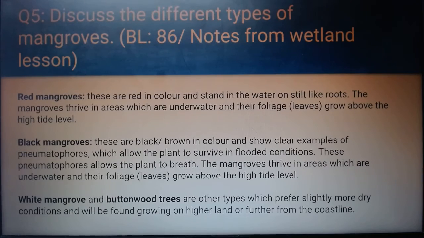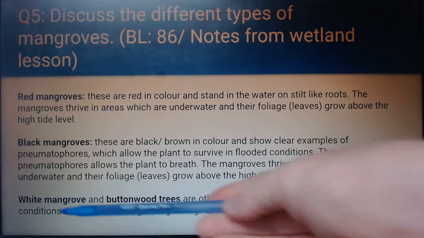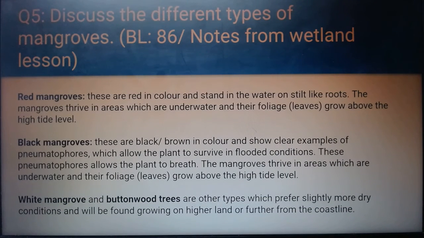Two to go. Discuss the different types of mangroves. Discuss is similar to explain. It wants a bit more information about each one. So I've put red and black mangroves as my main examples, and white mangroves and buttonwood as my secondary examples. Again, have a little read through these answers. You'll see there are very clear differences stated.